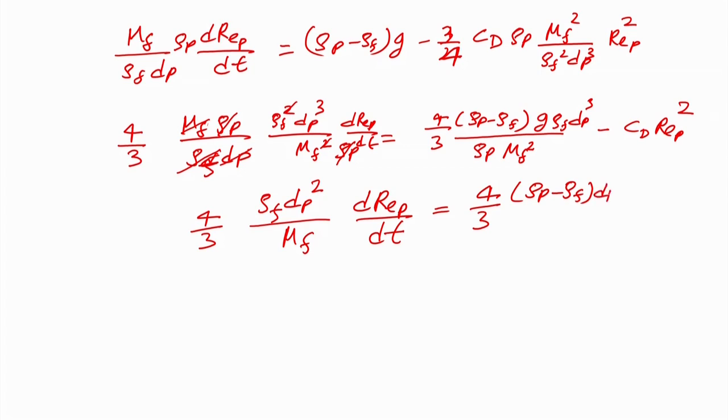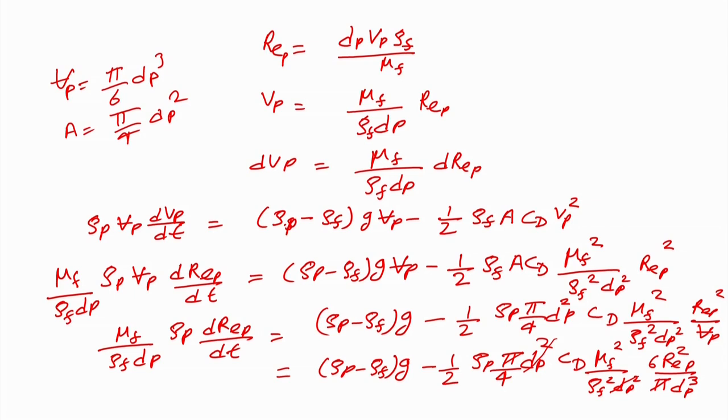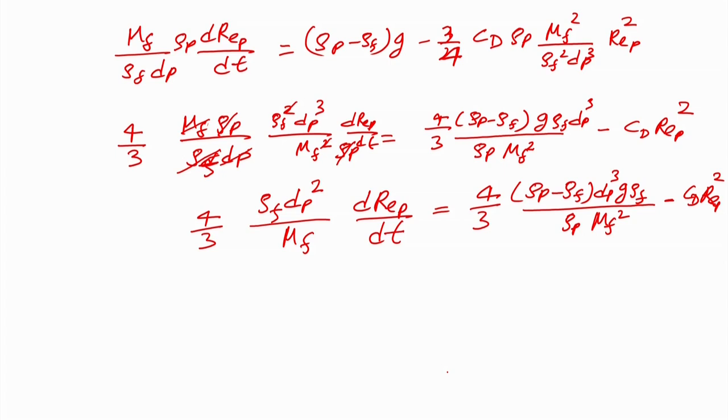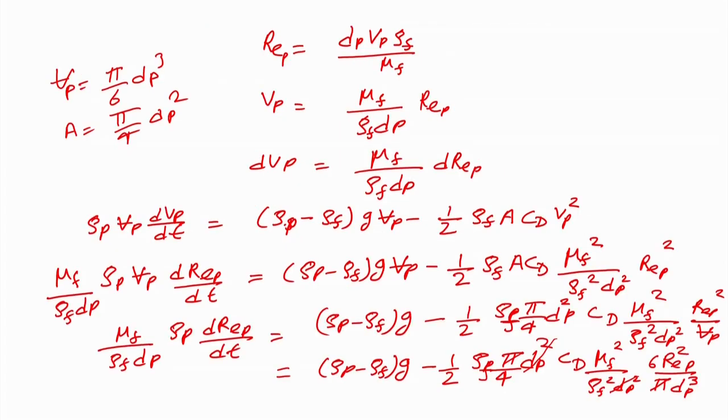into dp cube into g into rho of load upon rho p into mu f square minus CD Re square Rep square. Now, this rho p should be cancelled out actually. So, rho f and rho of particle, where did this rho of particle come from here, somewhere something is wrong. This is also rho of load actually, not rho of particle, this is rho of load. So, that is why it is making it wrong here, rho of load will be there. So, if I cancel the rho of load, rho of load one will be cancelled out. So, rho p will not be cancelled out here.